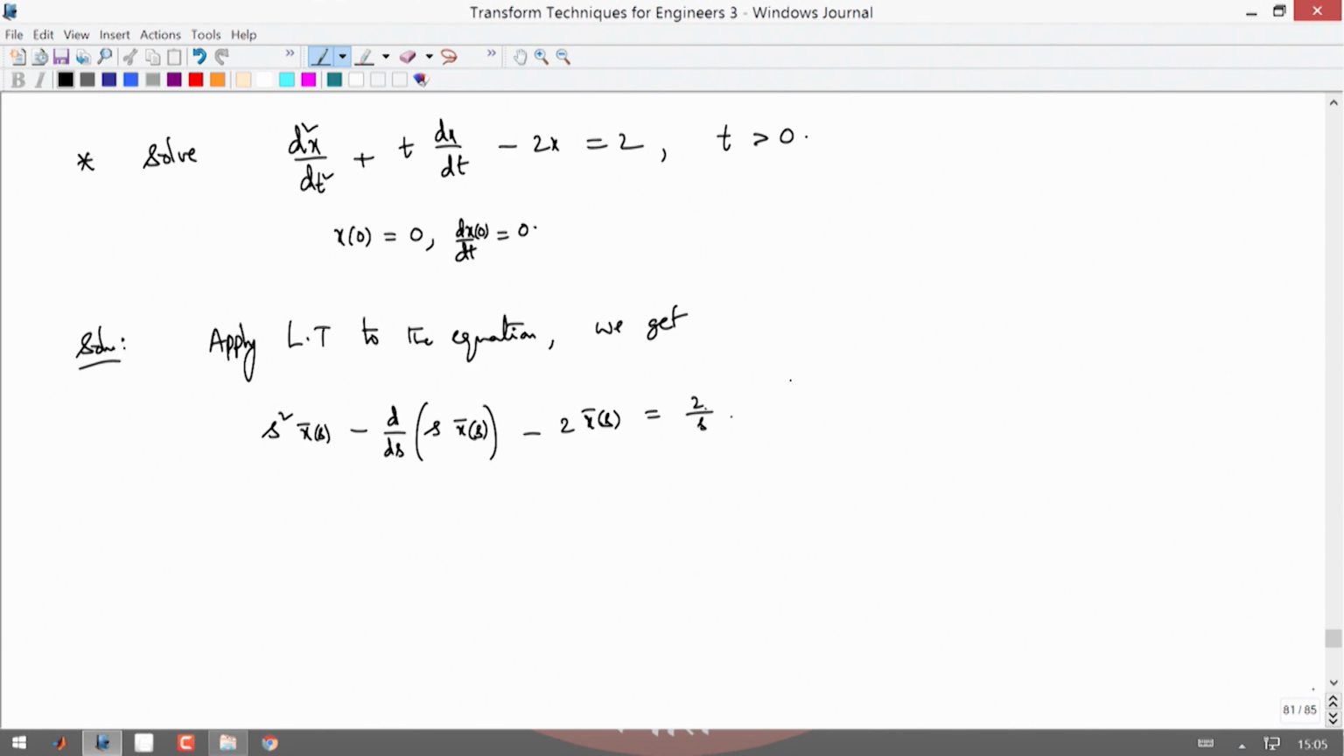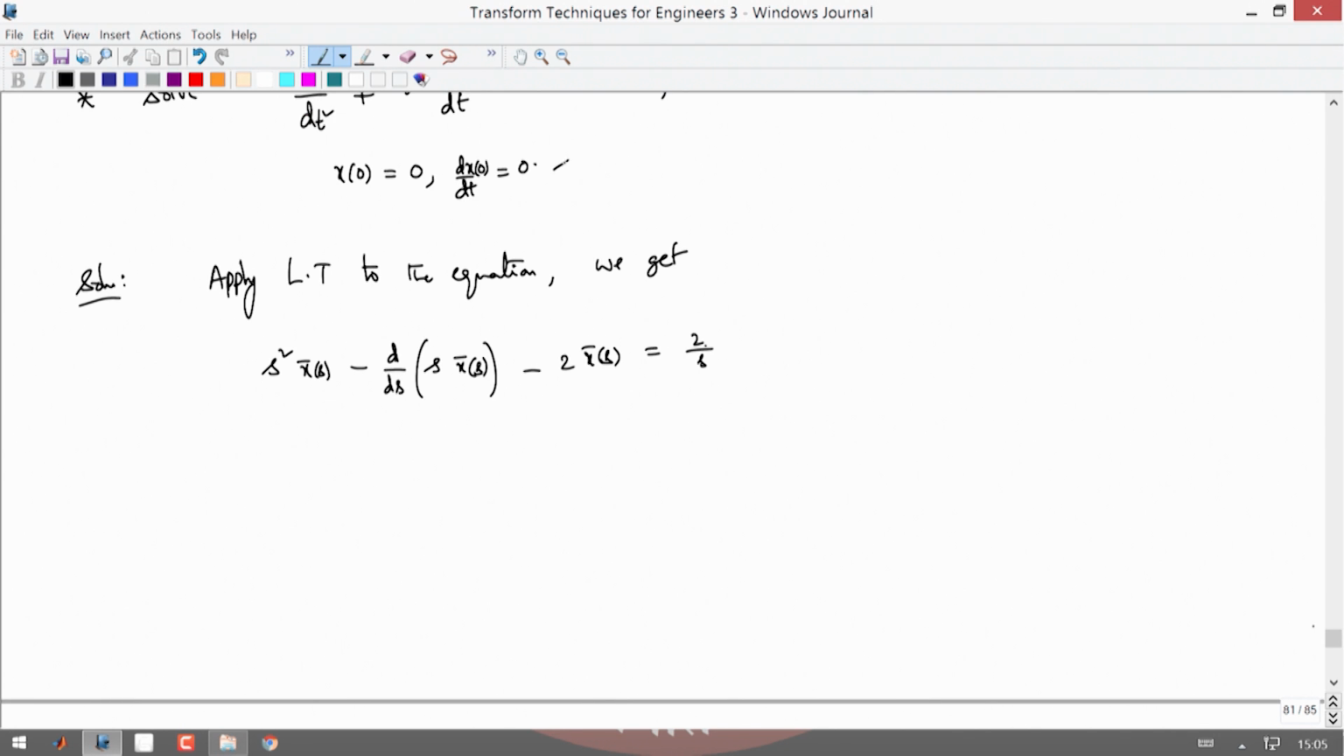We really do not know the domain of this s, because x is an unknown function; we know only that the domain of t is positive, and we are just applying the transform along with these initial conditions. So this is what we have: s square x bar of s, minus x bar of s, minus s times d ds of x bar of s, minus 2 x bar of s equal to 2 by s.